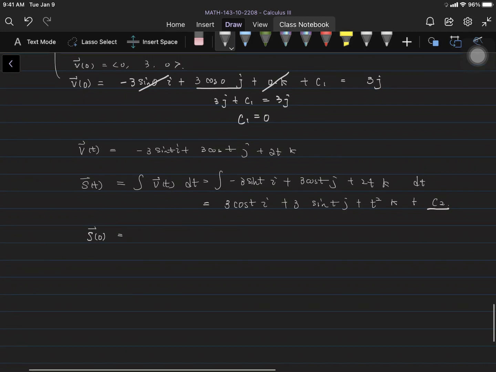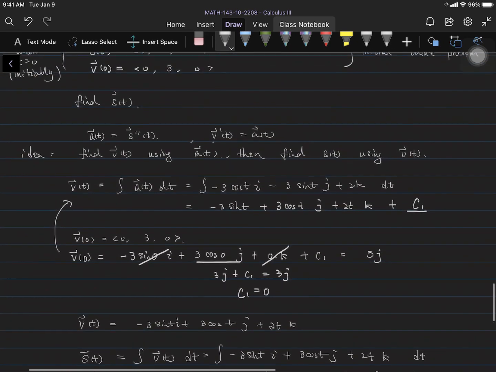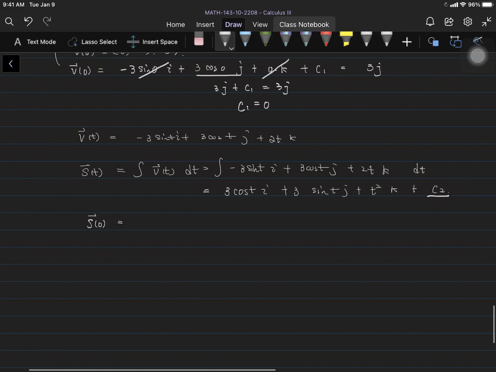And then next, we want to use the initial condition at 0 to find our c2. So s(0) is given by what? It's 3i. So let's plug in and find s(0). 3 cosine 0 i, 3 sine 0 j, 0 k plus c2. This is s(0) when I plug in t as 0, and the initial condition is given by 3i. This term is 0, and this term is 0. So 3i plus c2 equals 3i. That means c2 is also 0.